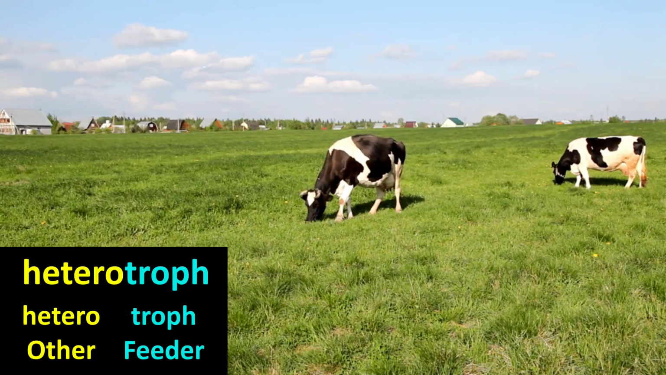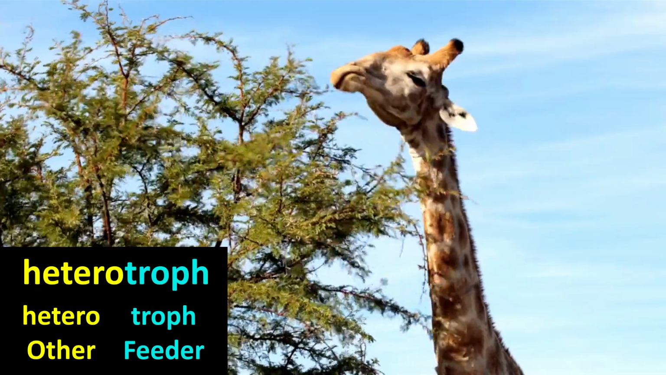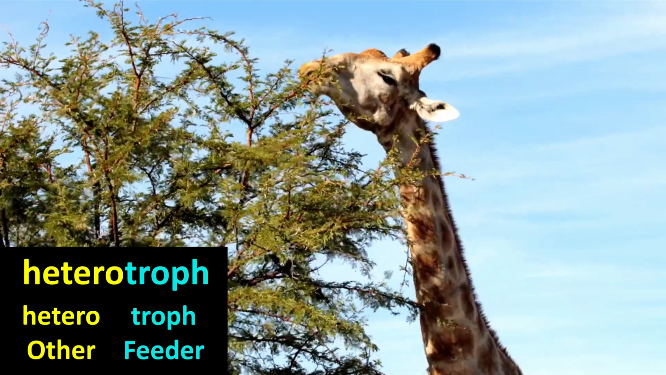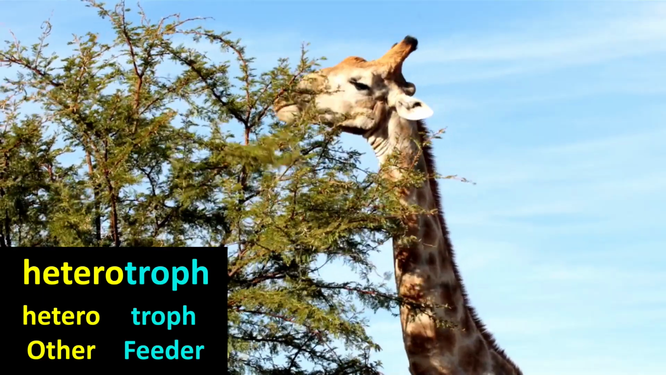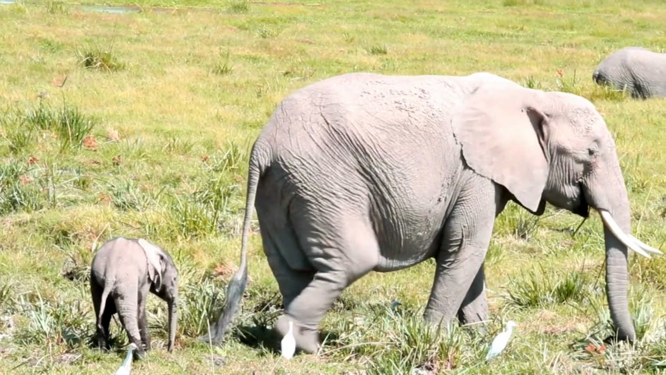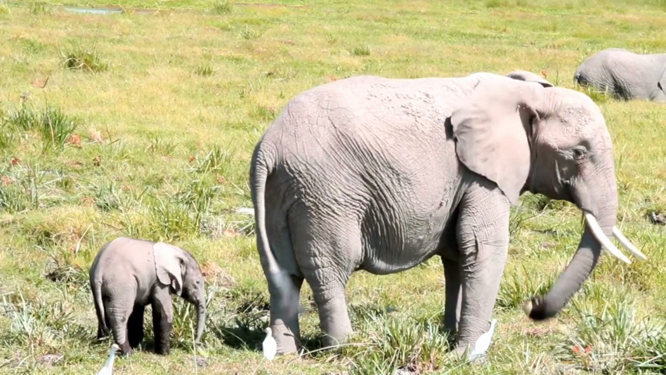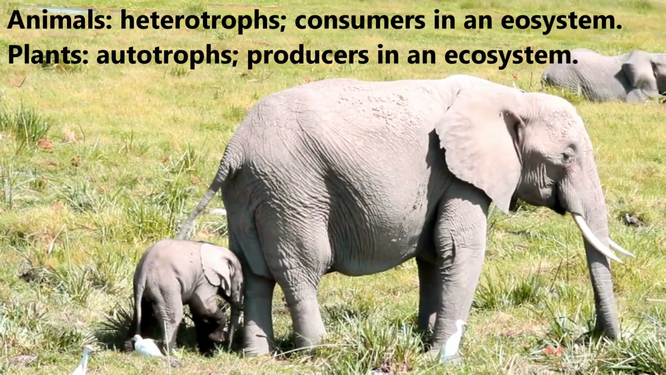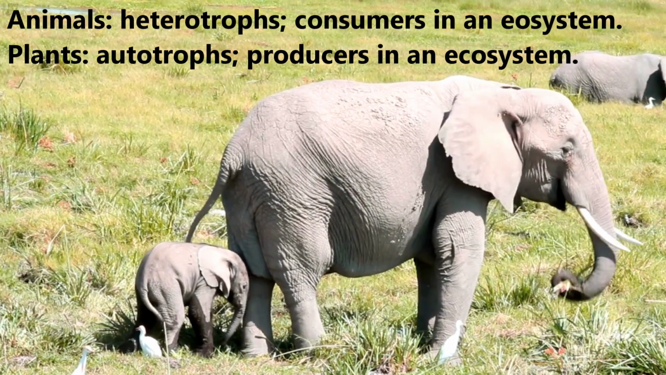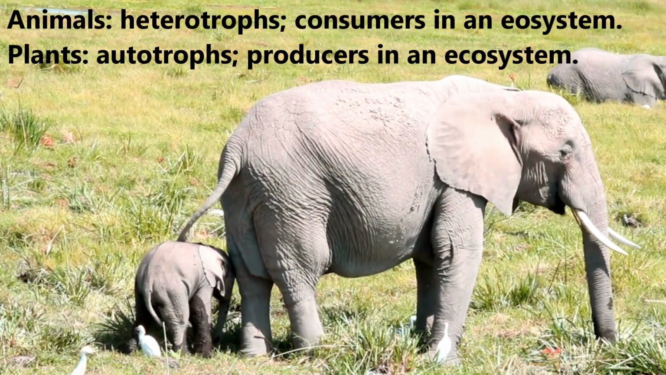As we'll learn in a separate video, animals are called heterotrophs. The prefix hetero means other. A heterotroph is an organism that feeds on something other than itself. A scientist would describe this scene as a heterotroph feeding on an autotroph. Animals are heterotrophs. They are food consumers in an ecosystem. Plants are autotrophs. They are food producers in an ecosystem.